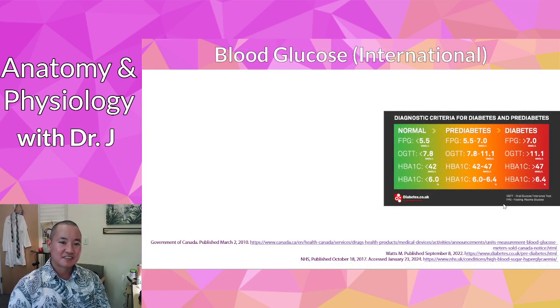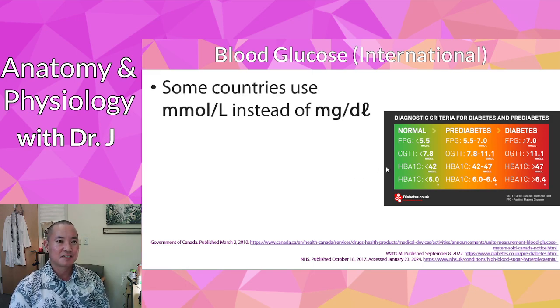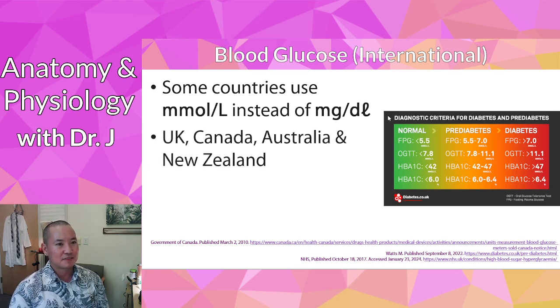Now, if you're international and not in the US, or you're planning to go abroad and become a nurse, doctor, or health professional, some countries use a different unit. They use millimoles per liter instead of mg per deciliter. And as you can see, the normal range numbers are much smaller. Countries like the United Kingdom, Canada, Australia, and New Zealand use millimoles per liter. I think Canada used to use both, but I think they migrated towards millimoles per liter.